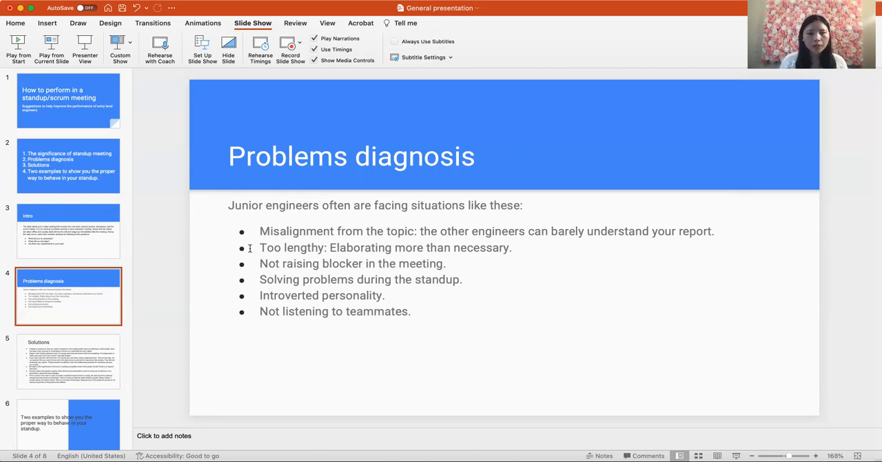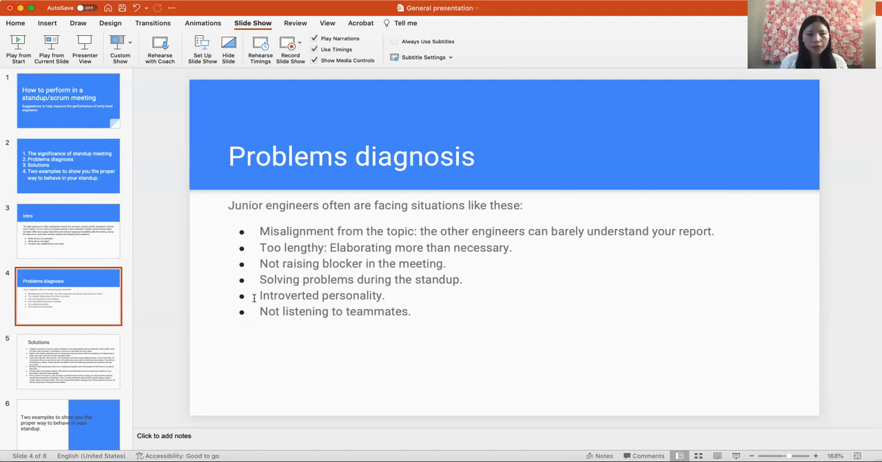The second problem is too lengthy. You are elaborating more than necessary. Just remember, this is a 15 minutes session. The third problem is some junior engineers don't want to expose blockers in a meeting. The fourth problem is some engineers like solving problems just during the stand-up.